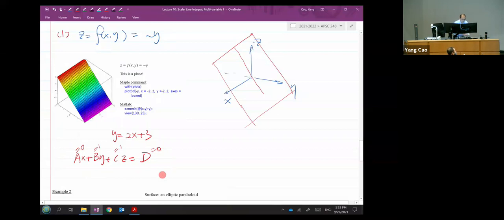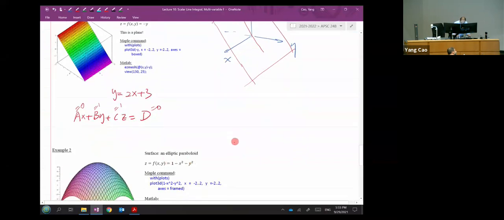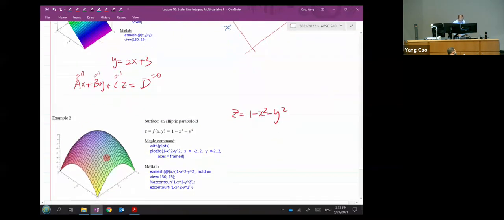All right, let's take a look at the second type of surface, which is this one. So z equal to 1 minus x squared minus y squared. If you plot it out, it will look like this. Now, there's a bit of a different way you can also try to visualize this.